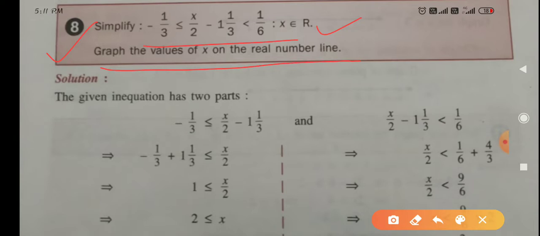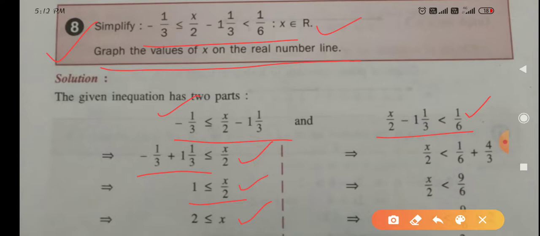So first of all you separate two inequations. First inequation, -1/3 is less than or equal to x/2 - 1 whole 1/3, and second one, x/2 - 1 whole 1/3 is less than 1/6. Now you solve, take constant term on one side, means in LHS you have two constant terms, -1/3 plus 1 whole 1/3 is less than or equal to x/2. Now on simplification you will get 1 is less than or equal to x/2. By cross multiplication, or you can say by multiplying both sides by 2, then 2 is less than or equal to x.